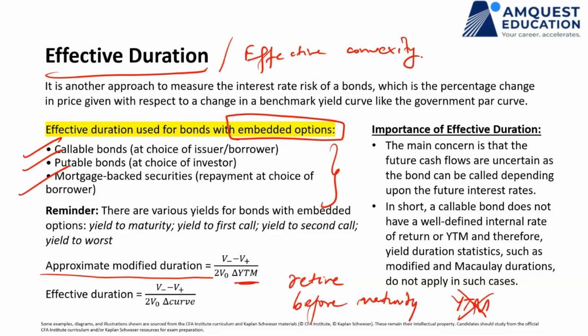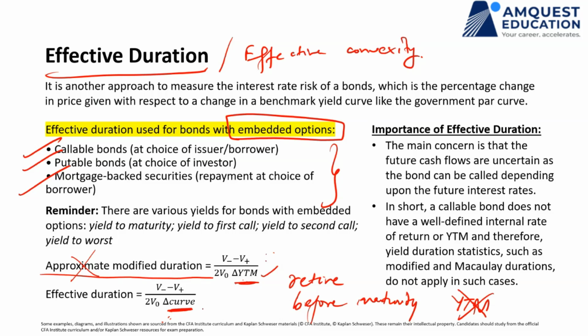So now what do we do? If I can't estimate a YTM, I cannot estimate approximate modified duration. So the simple answer is I will use an effective duration. If you compare the two formulas, nothing changes beyond this number. Instead of calling it a change in YTM, delta YTM, we call it a change in curve. And the change in curve is basically the change in a benchmark yield curve.